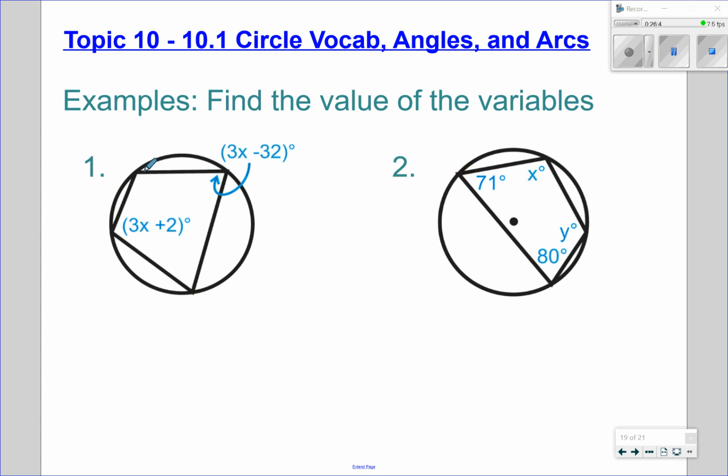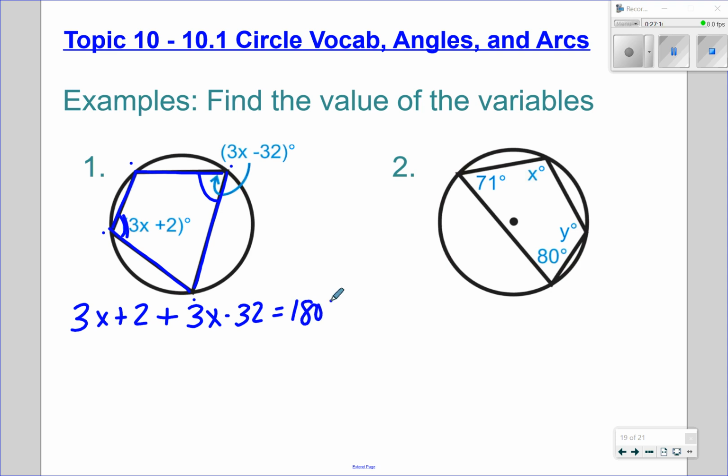We have a four-sided figure inside of our circle, and this would be a quadrilateral inscribed within a circle because all 4 points are touching the circle. We know that this angle is 3x minus 32, and this angle is 3x plus 2. We don't know what the other angles are. We don't know any of the arc measures, but we just talked about big idea 3 that says that the opposite angles, 3x plus 2 and 3x minus 32, are going to be supplementary to each other, which means that they add up to 180.